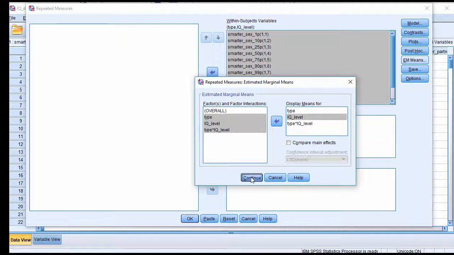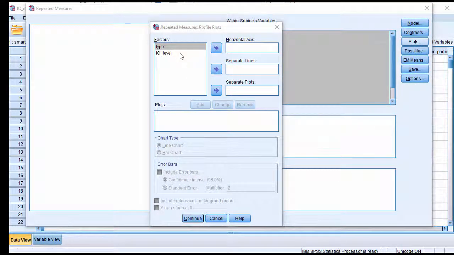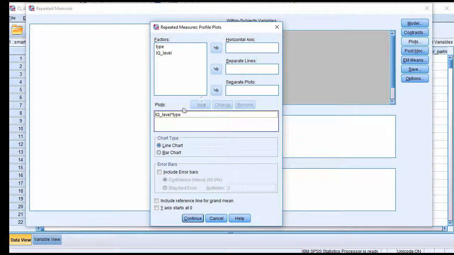Click on Continue and click on Plots, and you have to decide which variable you want on which axis. In this case, I thought it made the most sense to put IQ on the horizontal axis. It's usually best to put the variable with the largest number of levels on the horizontal axis, and the one with fewer as separate lines. So in this case, relationship type has 2 levels, and I put it in the separate lines box. Click Add. Now the default is line chart, which is what you'd want for a within subjects design. You definitely don't want a bar chart.